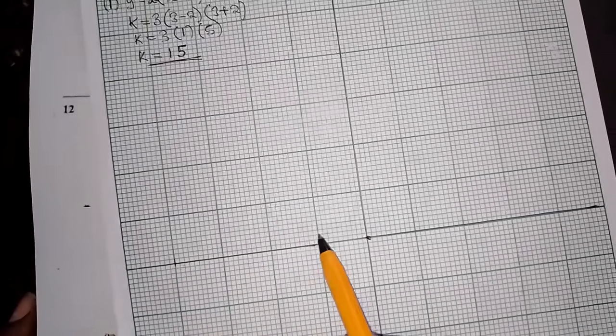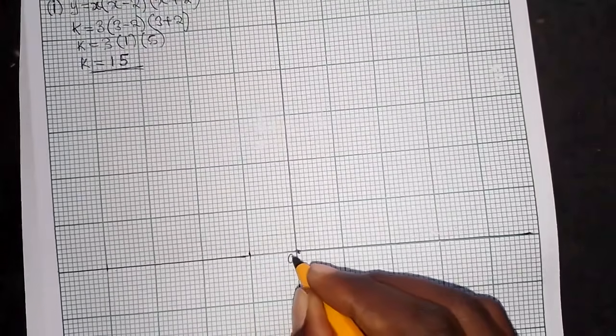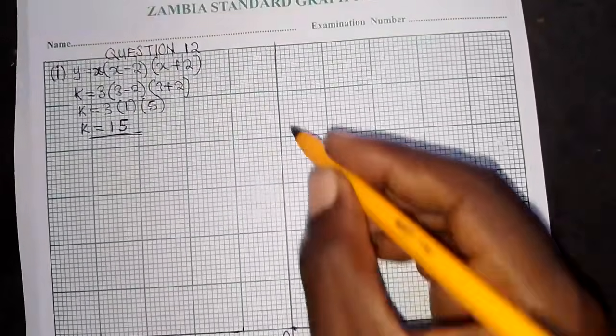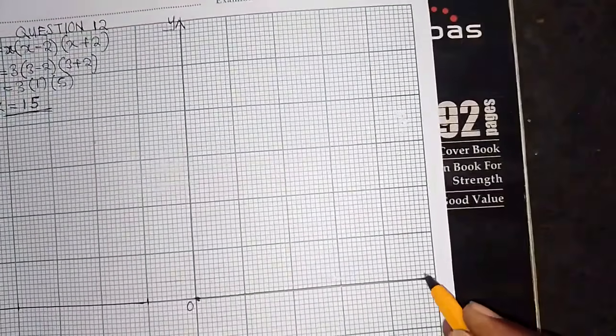These are boxes. 1, 2, 3, 4, 5, 6, 7, 8, 9, 10. So from here to there, that is 2 centimeters. 2 centimeters, 2 centimeters. So they are saying that 2 centimeters is representing 1 unit. What does it mean? So this is the midpoint, 0. You know that this is what? This is the y-axis.